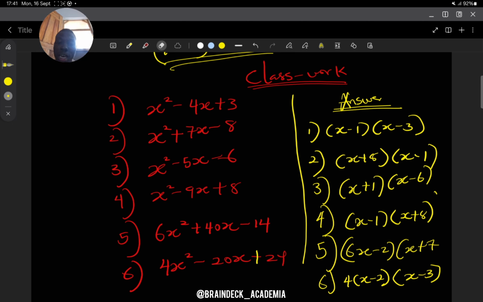Also please note that question number 6 is a bit wrong. This part shouldn't be a minus. It should be a plus. So please note that it should be a plus 24.